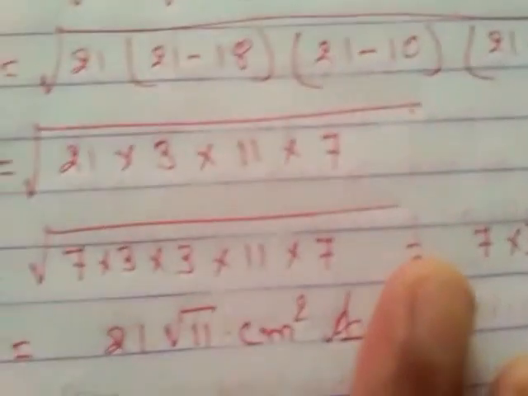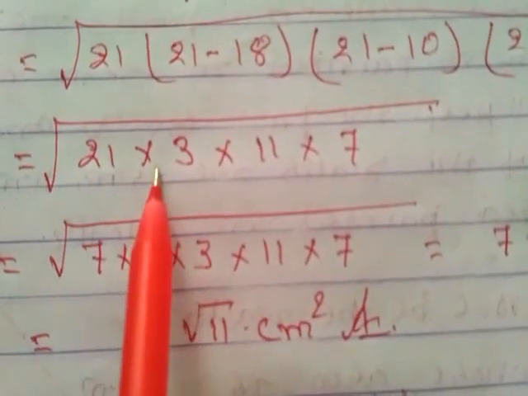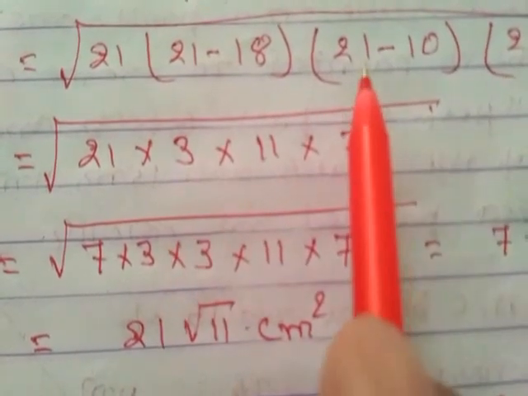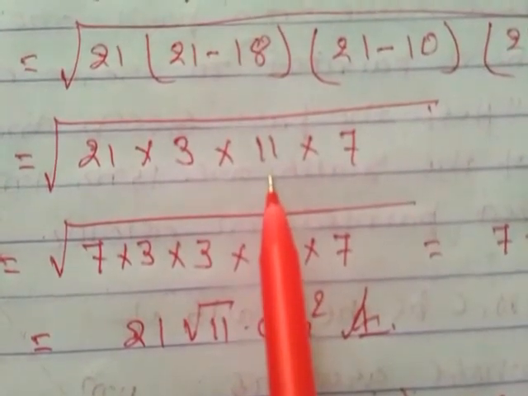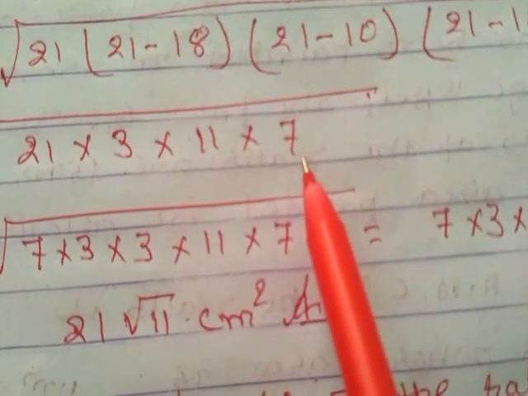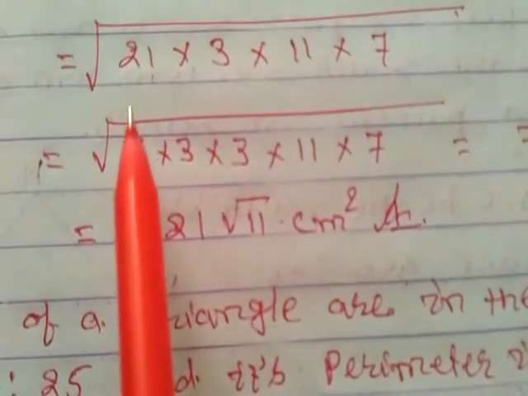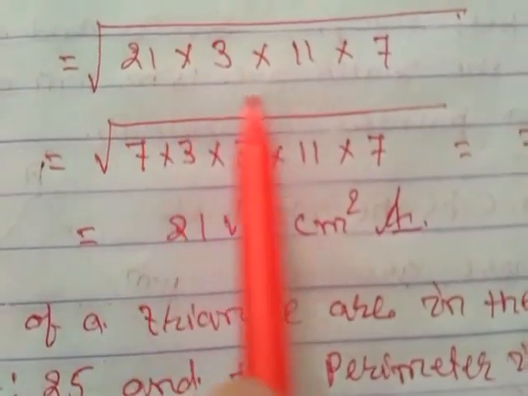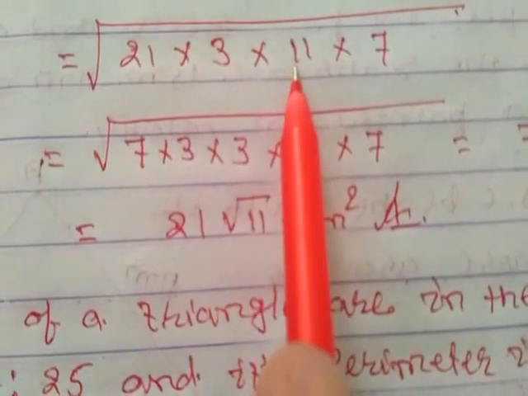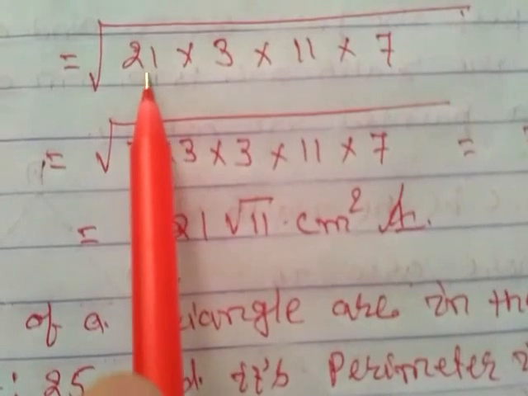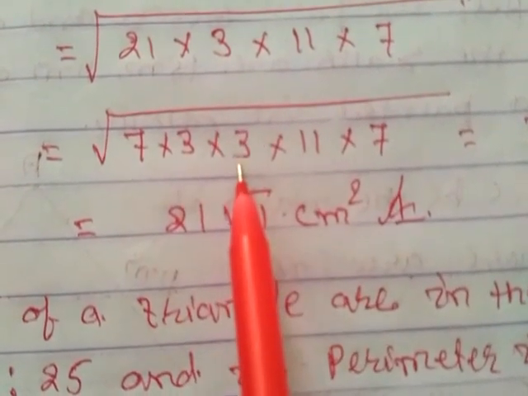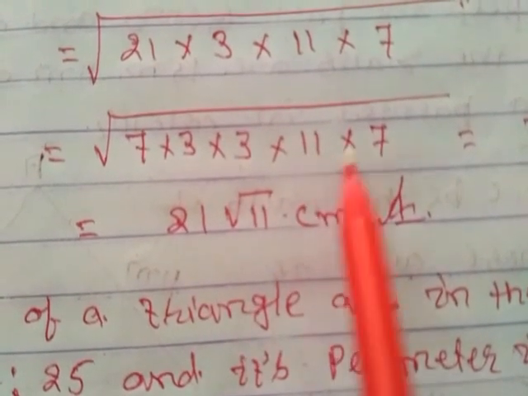Now 21 minus 18 becomes 3, 21 minus 10 becomes 11, and 21 minus 14 becomes 7. Now to make pairs of the numbers lying in the square root, 21 can be written as 7 into 3, then 3 as it is, into 11 into 7.